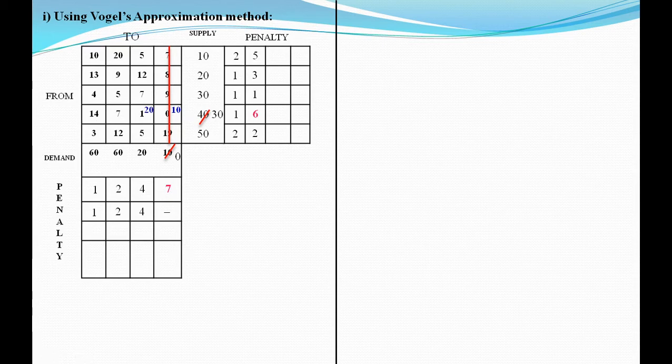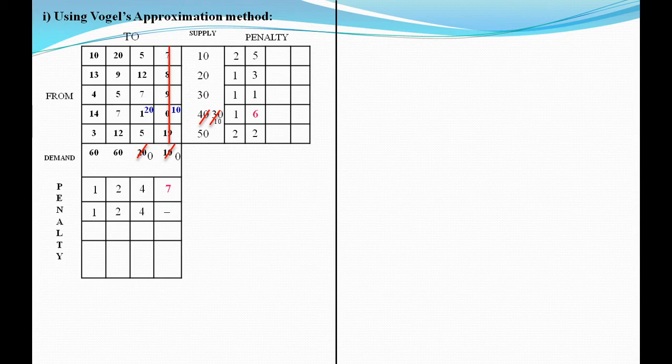How much am I giving as the allocation? I am giving the allocation as 20 because I have 20 here, but how many do I have here? 30 here. So which is least among these two? 20. That is why I am giving the 20 here. And reduce the 20 from this 30, that becomes 10.